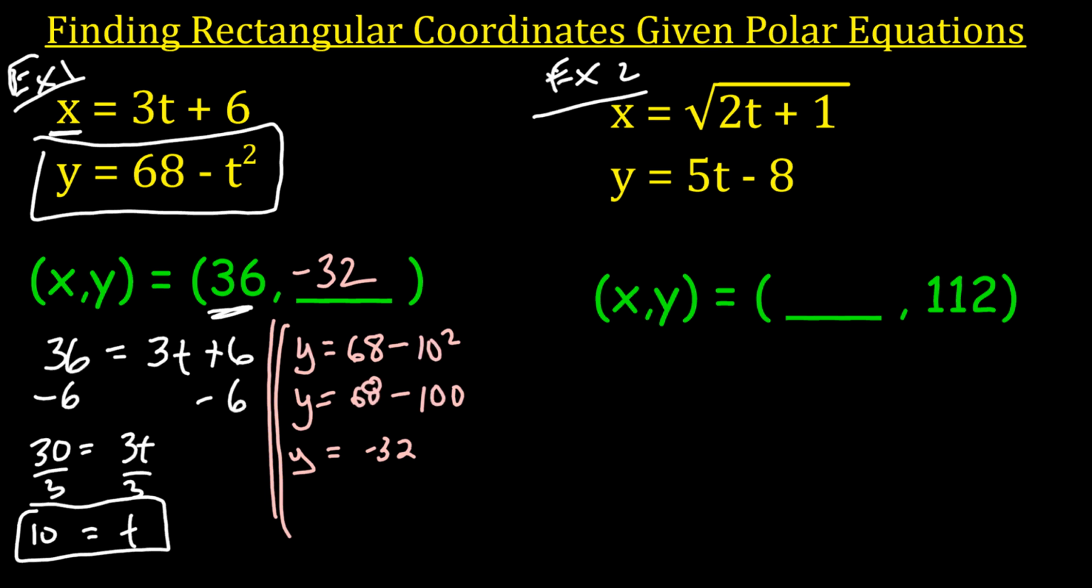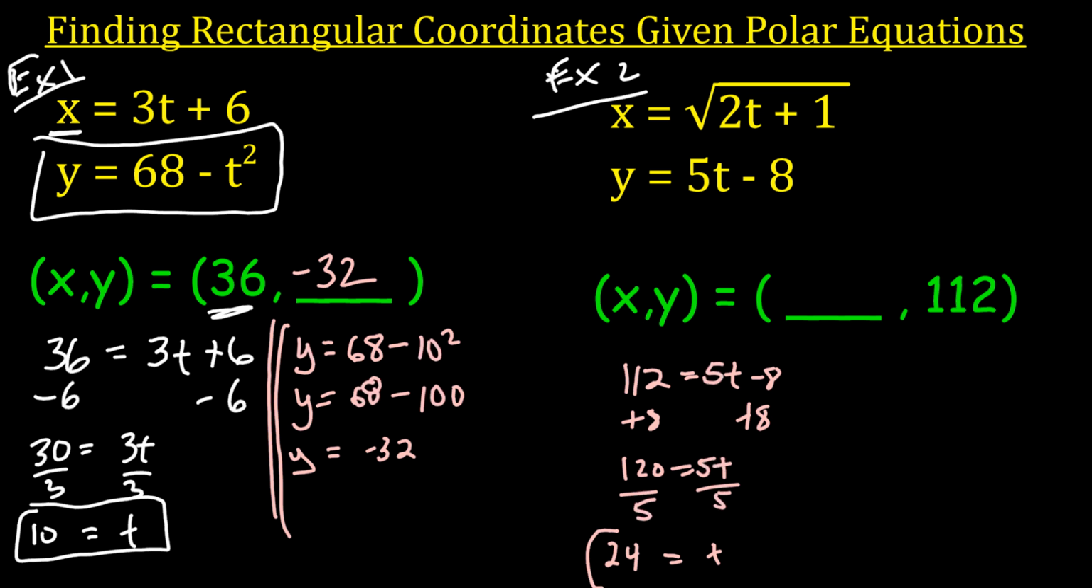What you should probably do is try example 2 on your own, see if you can get that one, and then unpause the video and see if you got it right. In this case, y is 112, so it would be 112 equals 5t minus 8. I'm going to solve for t, just like we did on the last one. Add 8 to both sides, we get 120 equals 5t. Divide both sides by 5, and we get t equals 24. So when t is 24, the y value is 112.